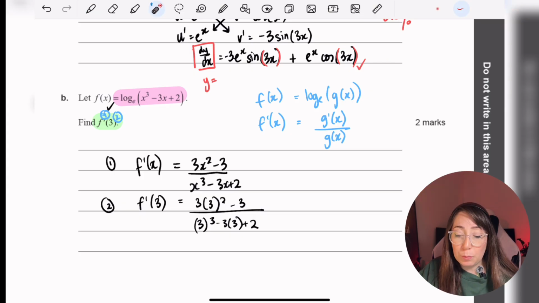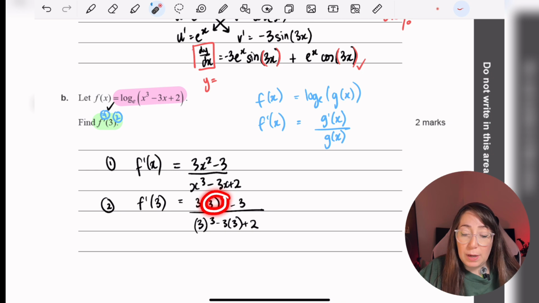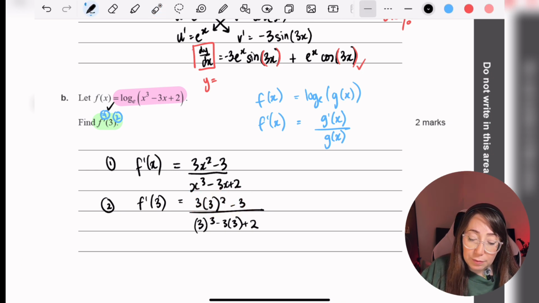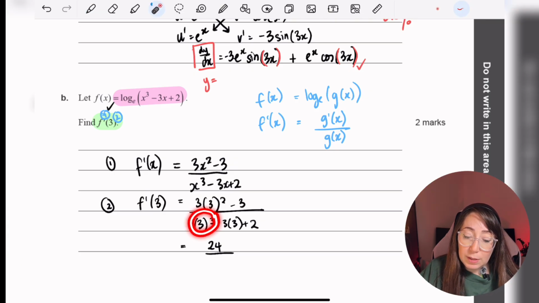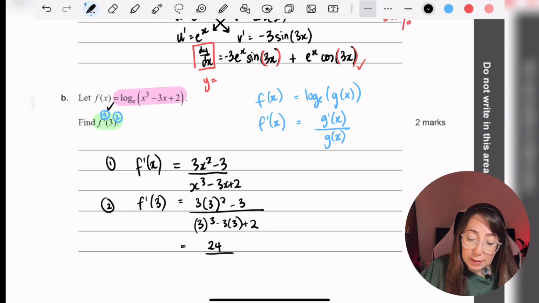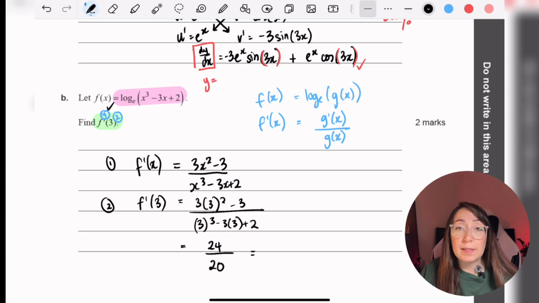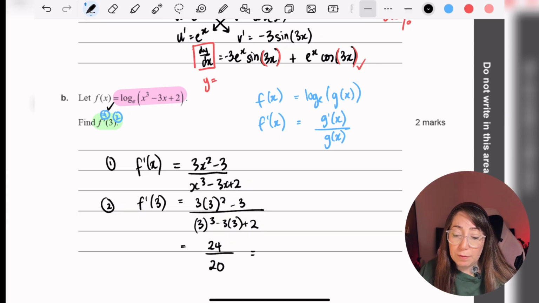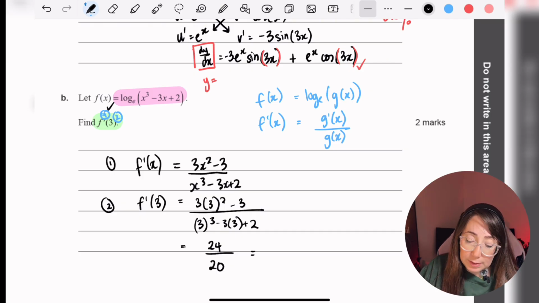Now for this next step, we're going to go ahead and do just our basic arithmetic. So 3 squared is 9 times 3 is 27, minus 3 is 24. And then 3 cubed is 27, minus 9 is 18, plus 2 is 20. And we should always simplify our fractions. So 24 on 20, 4 will go into both of those numbers, and so your answer will be 6 on 5.